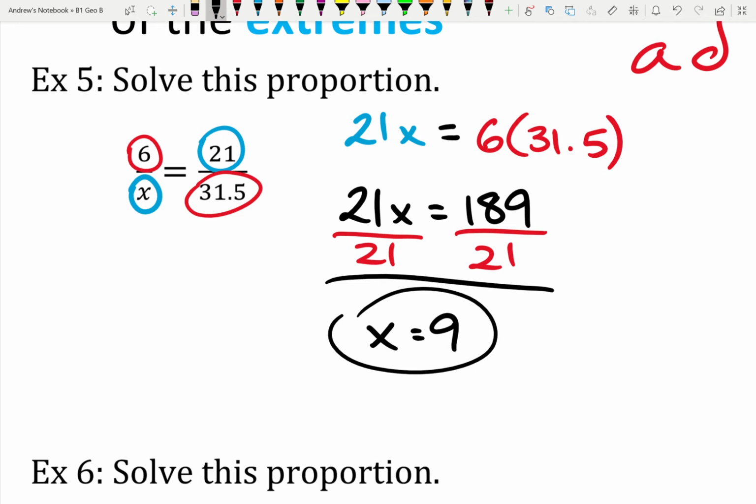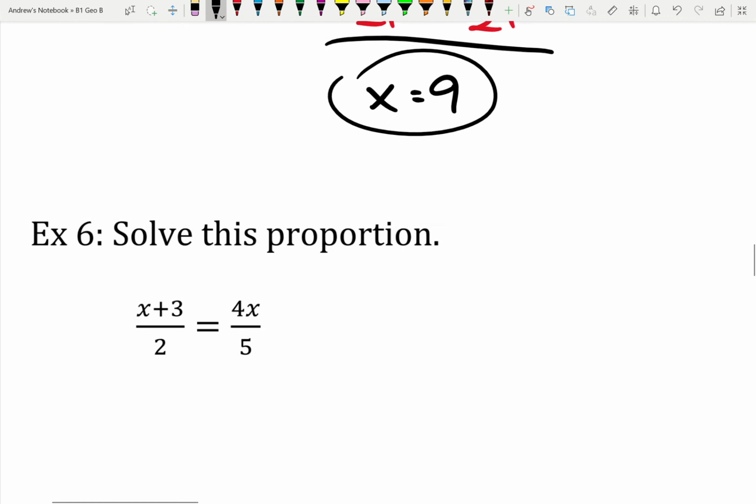And that's it, right? So set up the equation with the cross products, set them equal to each other, and then you just have an algebra problem. That's really all that's going on. All right, let's try another one out.